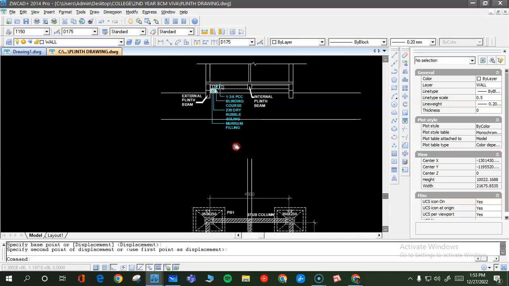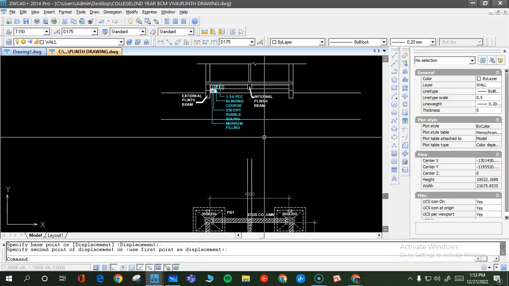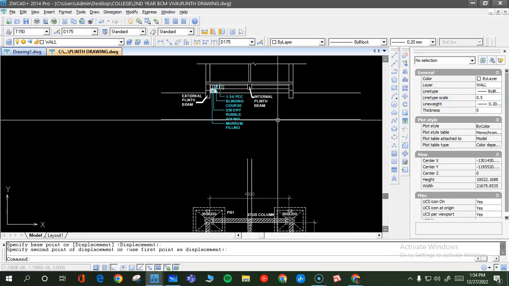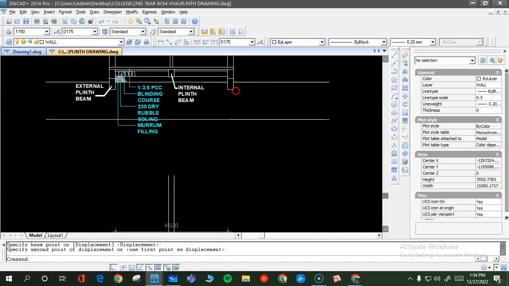So to indicate that footing, you will require to know the size of the footing. So size of the footing as far as plan is concerned, you already know, 1200 by 1500 we have taken. But what would be the height of the footing and all that? That is not specified. So let us try to draw it here.